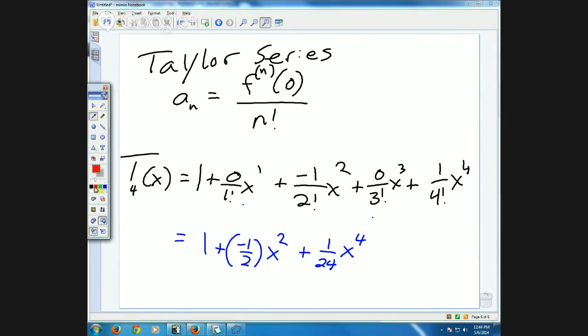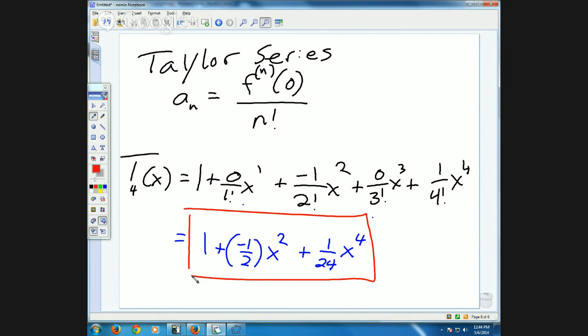Now, does anybody want to take a guess at what the next term might be? This is all I really wanted to find: I got my Taylor polynomial, fourth degree, done. So there's no fifth term, but there'll be a sixth term. What should the sixth term be? 1 over 720, which is 6 factorial.